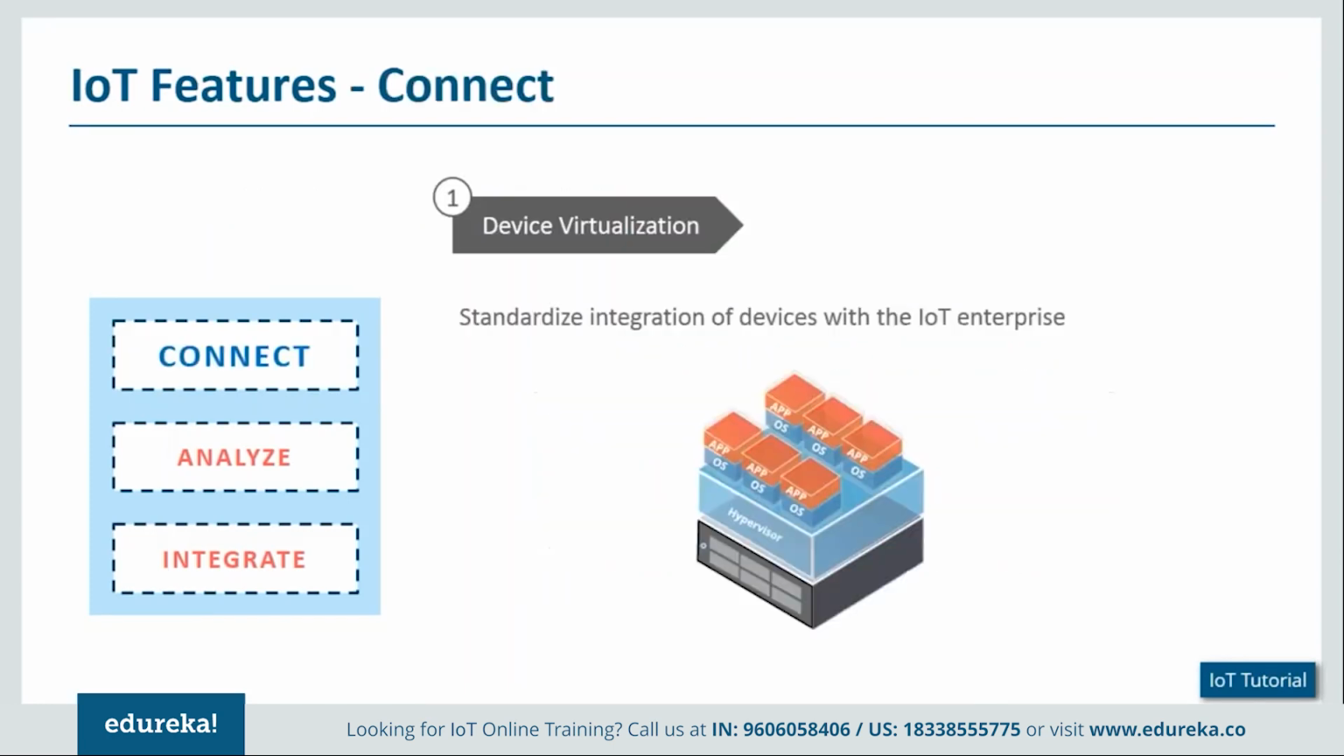Let's start with connect. Now the first stage of connect is device virtualization, because what you need to first do is that you need to standardize the integration of the device to the enterprise platform which is present on the cloud. Okay, now it could be present on a cloud, it could be present on a server, but again it's all going to be connected through the internet. So what I need to do is that I need to ensure that a certain level of standard is present on the device so that it can go on and connect to my Internet of Things platform.